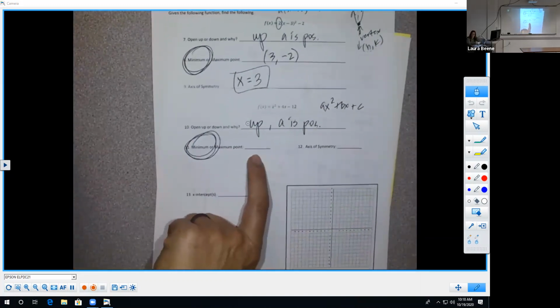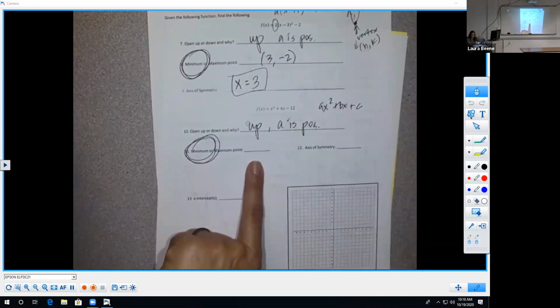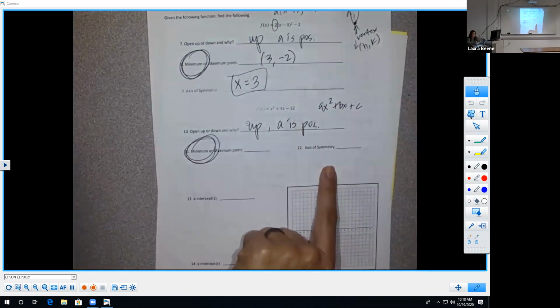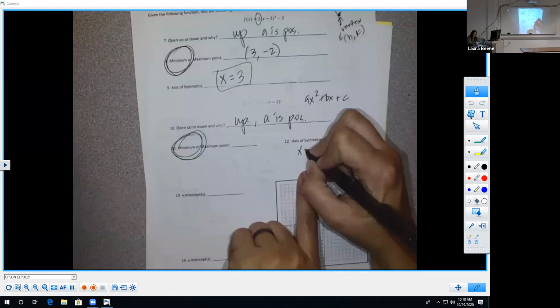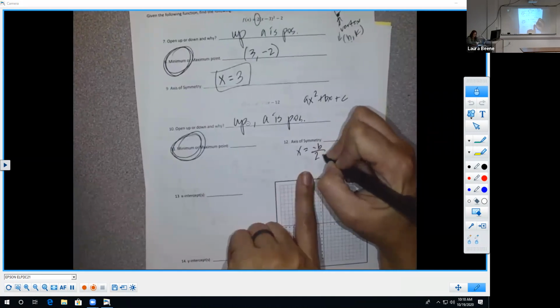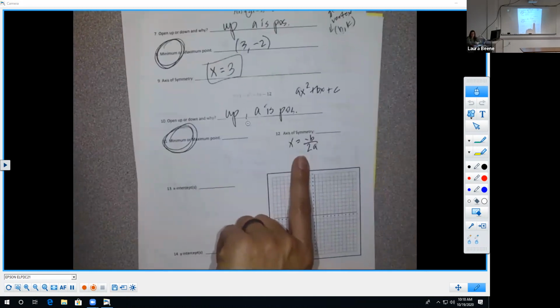This one's a little bit more difficult to find because it's not just in my equation that I just look at it and tell me. I have to find the axis of symmetry first. Do you remember how to find the axis of symmetry? X equals -b over 2a. So -b over 2a.